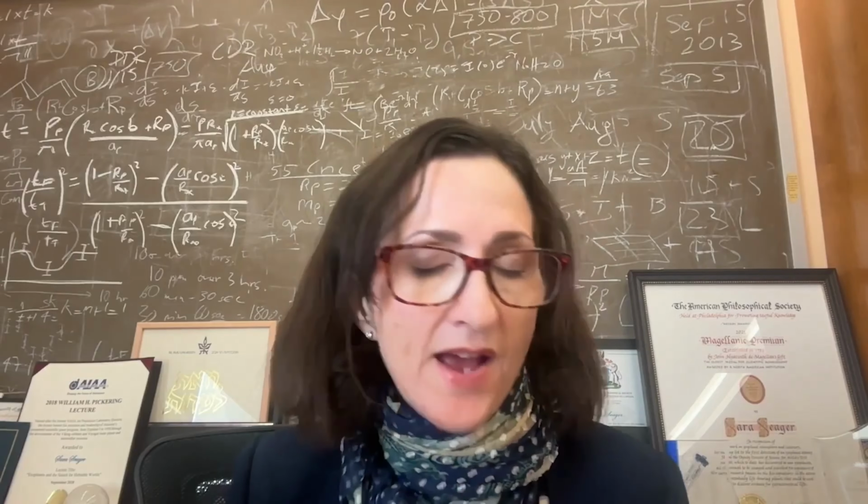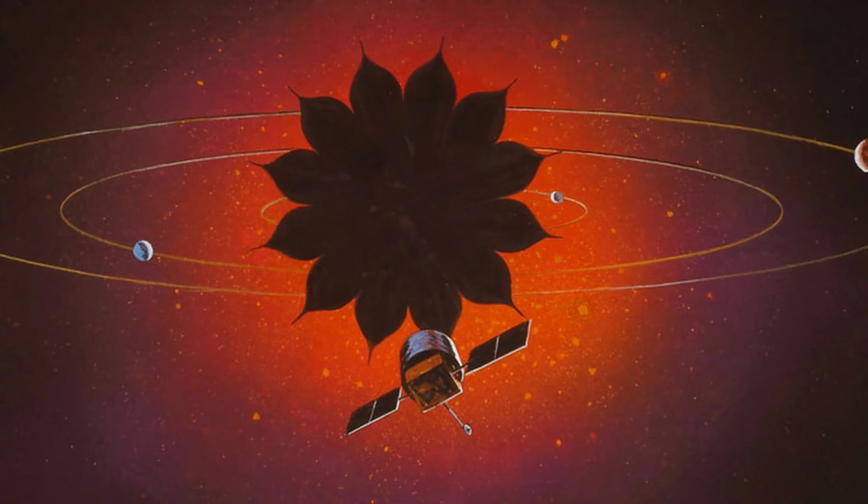But let me explain what starshade is. You might ask, why don't we put a giant circle in space, like a circular screen or a square screen?